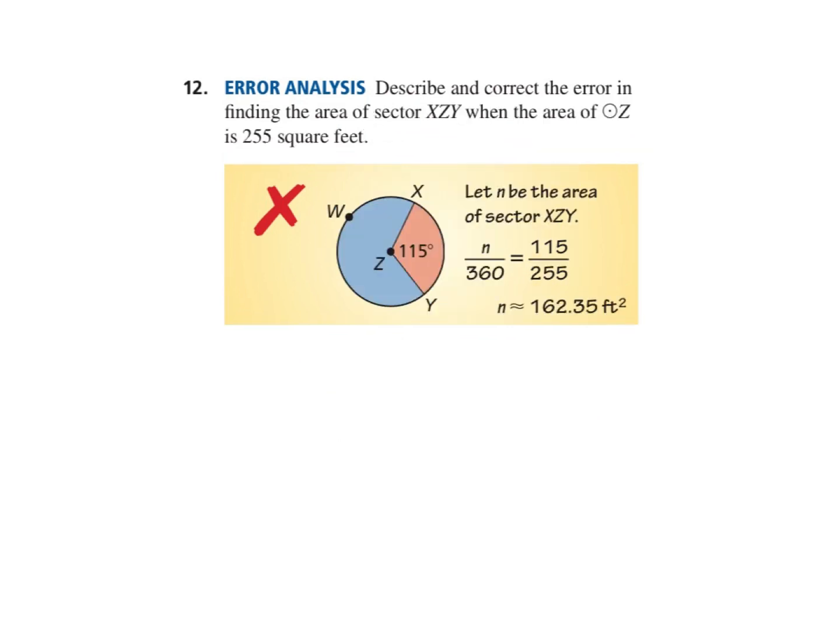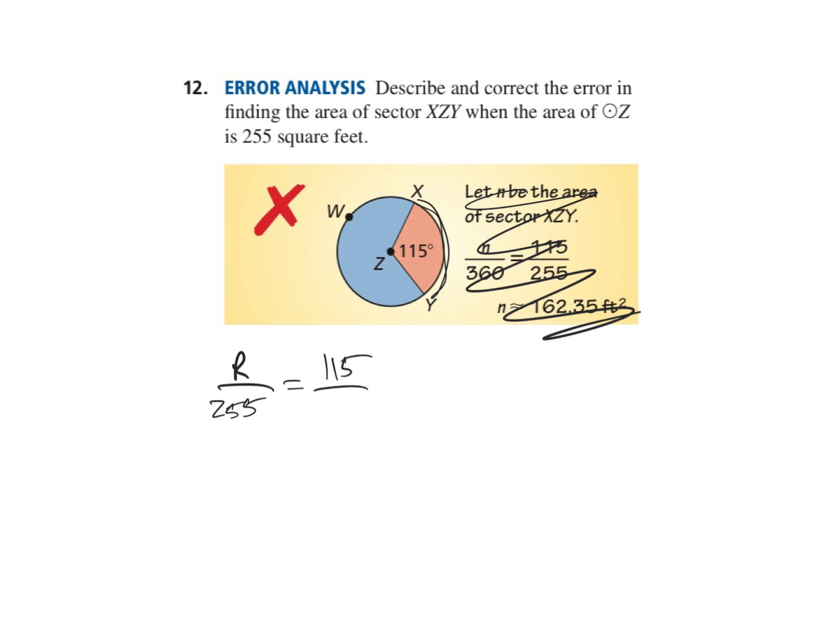All right, so now, number 12. Again, don't look at this. Area of the sectors. So the red sector is to the total area. See, what does it say? Describe and correct the error in finding the area of the sector XZY. Okay, so that would be this sector here, the red sector, when the area of the circle Z is 255 square feet. So the area is 255 square feet. Our angle is 115, and that's over 360.